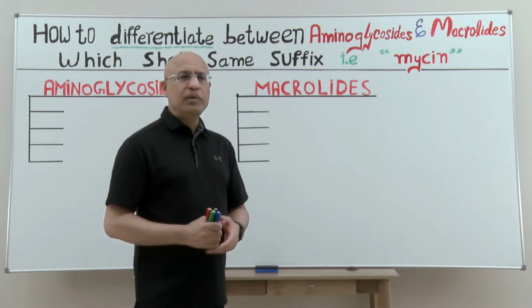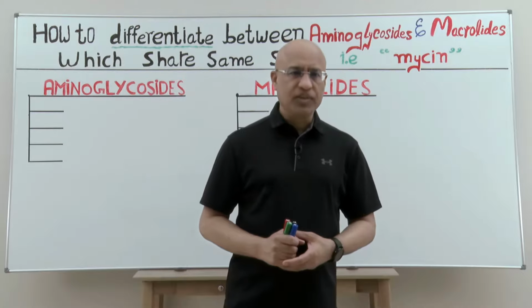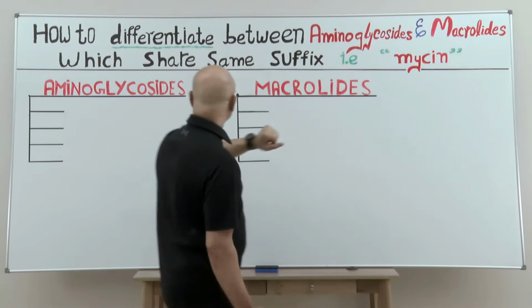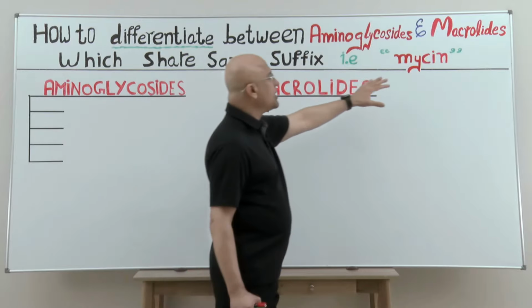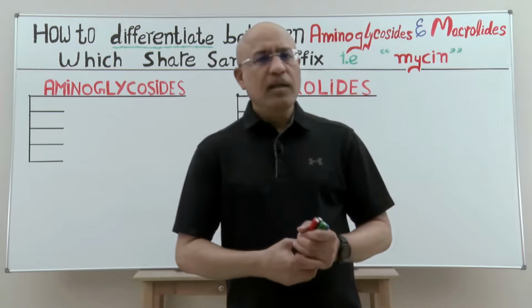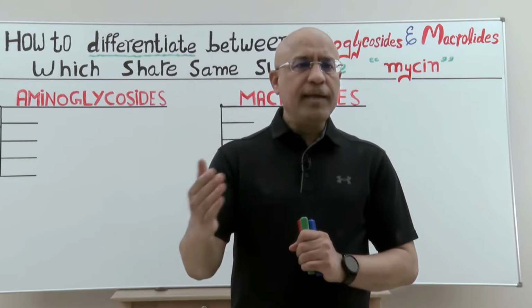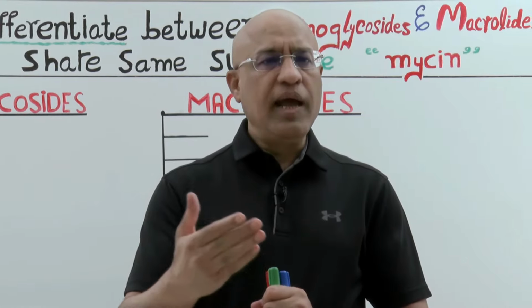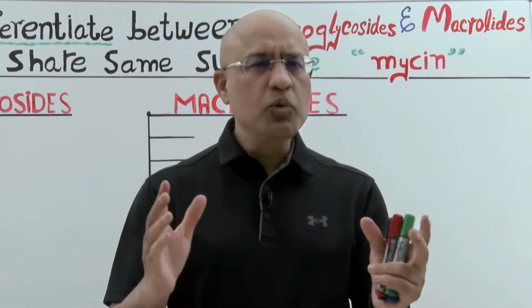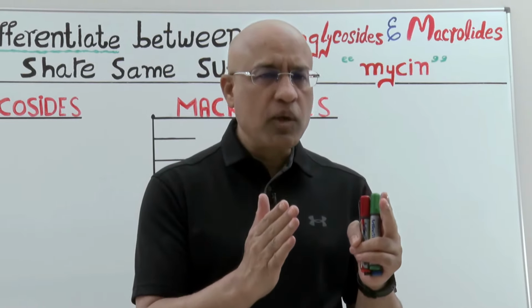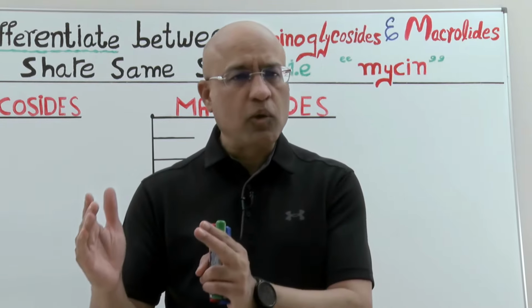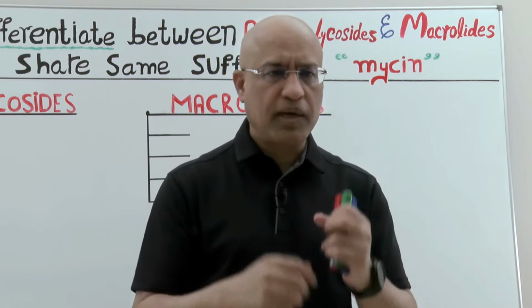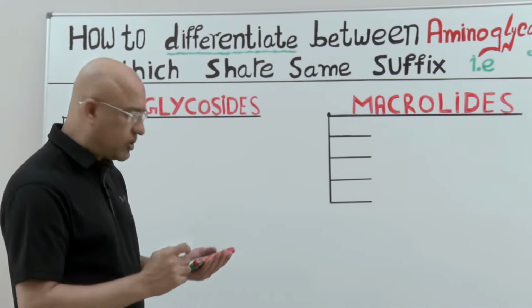I just want to tell you that many of my very curious students have asked a question: how to differentiate between aminoglycosides and macrolides, which share the same suffix mycin. What they're really asking is that many of the aminoglycosides have mycin at the end of their name. In the same way, most of the macrolides also have mycin at the end of their name. So how do you differentiate those aminoglycosides which have mycin at the end and those macrolides which have mycin at the end, if they are put together? Let me tell you, this is the basic concept we are going to talk about today.